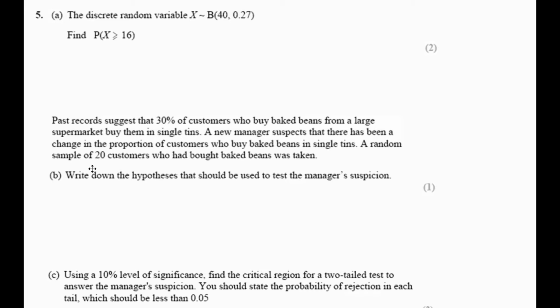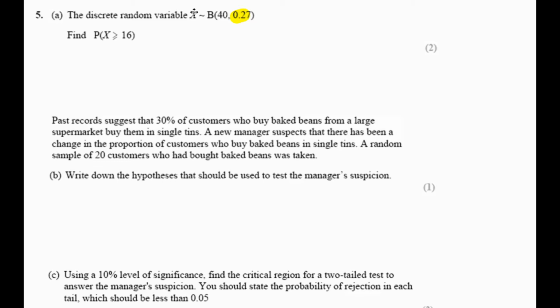Okay, moving forward to number 5. The discrete random variable X follows a binomial distribution where n equals 40 and p equals 0.27. Find the probability that X is greater than or equal to 16. A couple of things to note. This probability is not going to be in any available tables, so this is definitely a question you're going to need to use your calculator for.